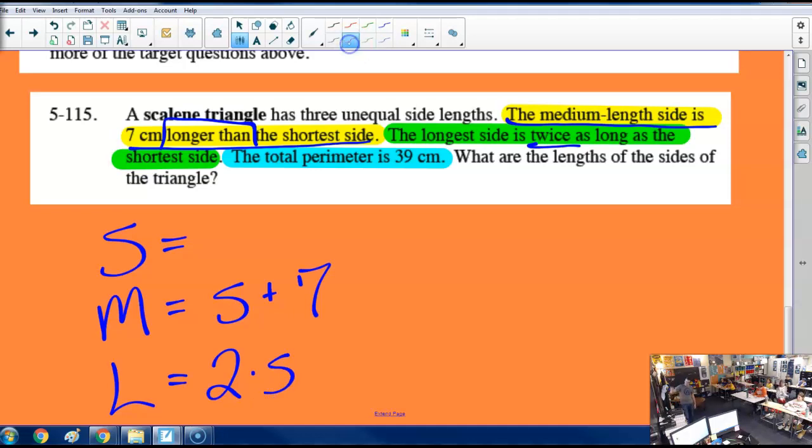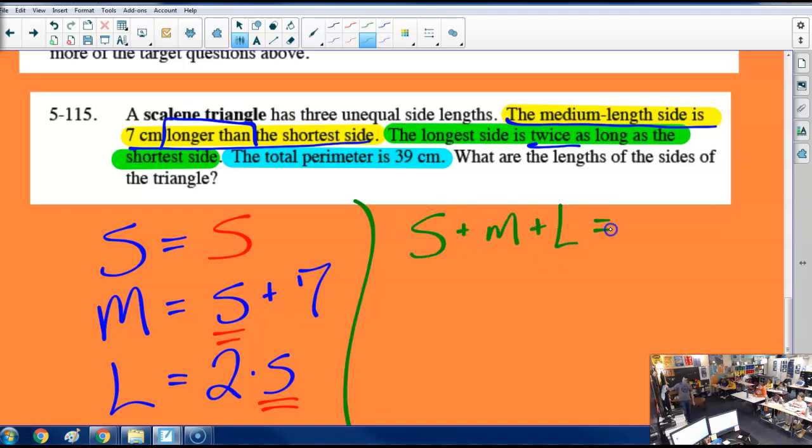Guys, notice we're working with S. We're working with S. So, S is just S. We're working with S. And then they tell us short plus medium plus long equals 39. But, Savannah, what can I do with this equation and these equations to clean things up?